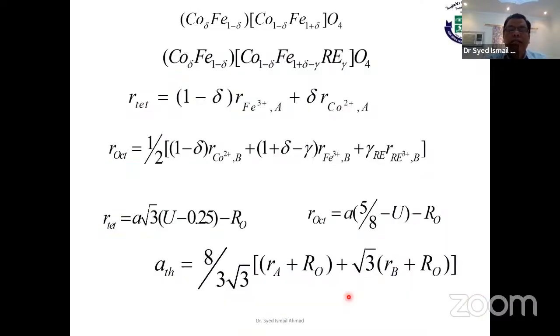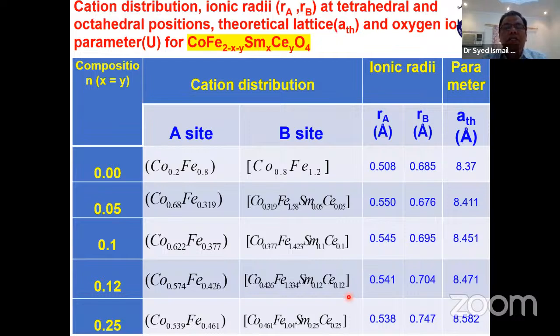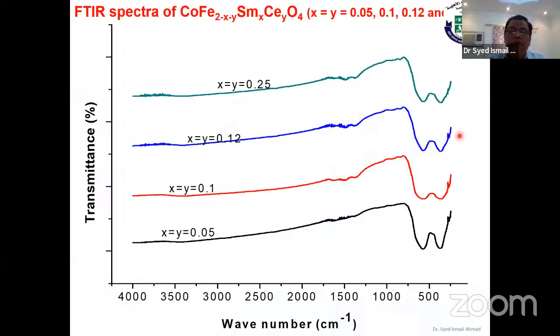We have predicted the distribution of cations on both A and B sites. We have taken delta as 0.2. So cobalt, this is the A site atoms, this is the B site atoms. And further substitution of the rare earth ions, they occupy the B site, the octahedral site in the system. And this is the lattice parameter theoretically obtained.